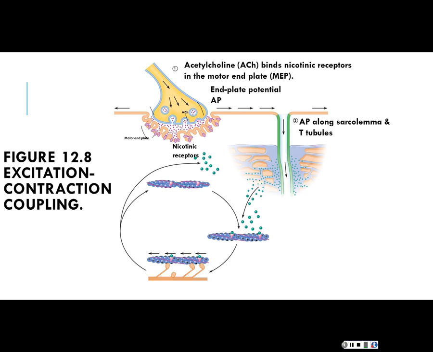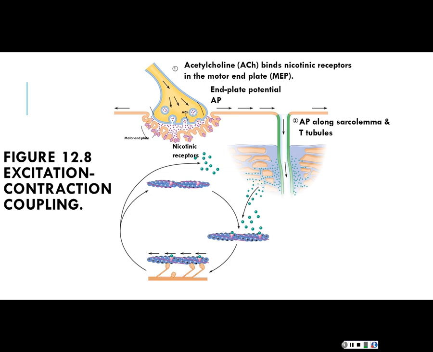So again, stepping back to put it together, somatic nerve releases acetylcholine, diffuses across to bind with nicotinic receptors, which lead to an end plate potential, which initiates an action potential along the sarcolemma and down our T tubule. Still can't say contraction yet, can we? No. Nope. All right.